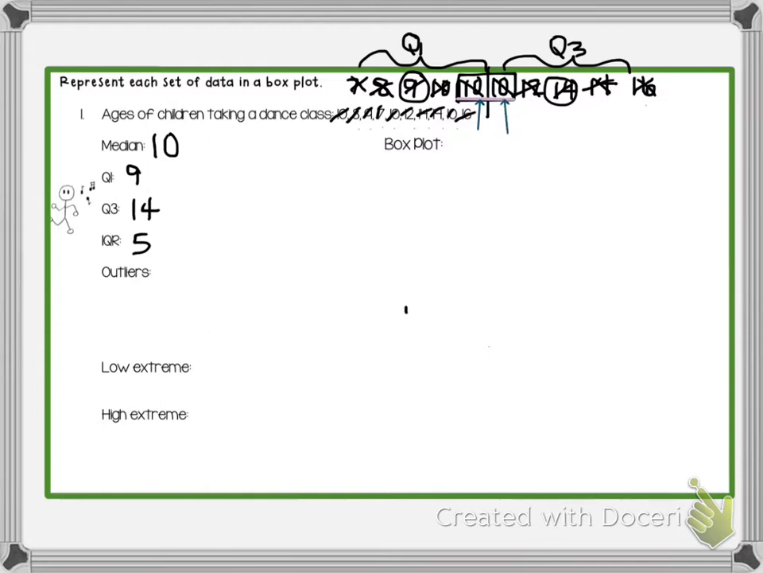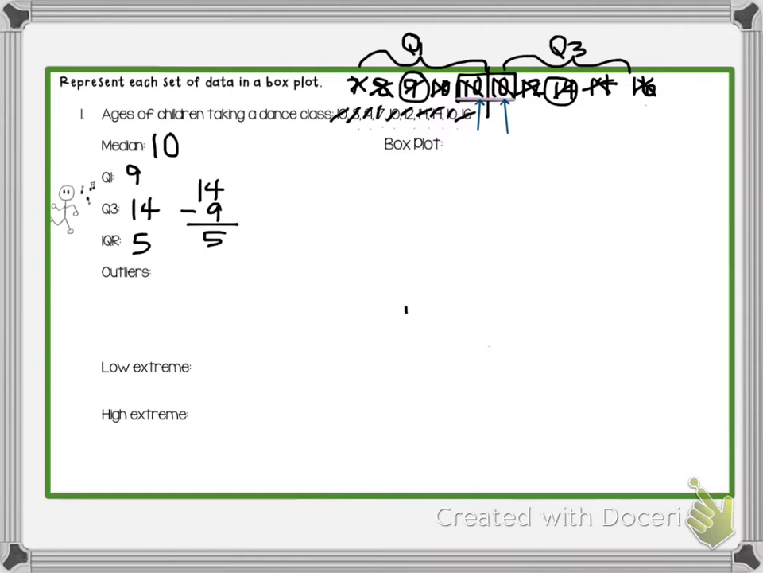And then this 10 is not your median, so you had to use it for your Q3. Front, back, and 14 is your Q3. Then remember, your IQR is 14 minus 9, which is 5.